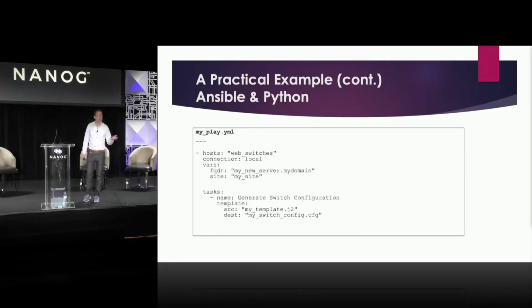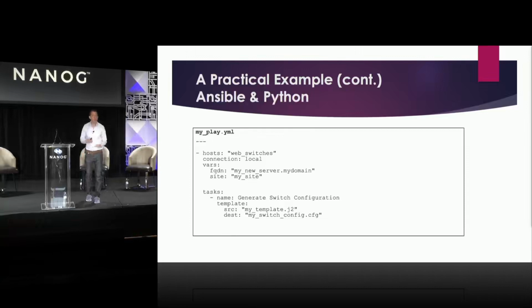So now down in the play, and again, if you're familiar with Ansible plays, this is a fairly simple one. We're going to actually create the variables that are starting this whole process, right? So we've got the FQDN that we're naming the server and the particular site location. Those will be the variables that are entered into the functions. And then the source will be our Jinja template and the destination will be our switch config.